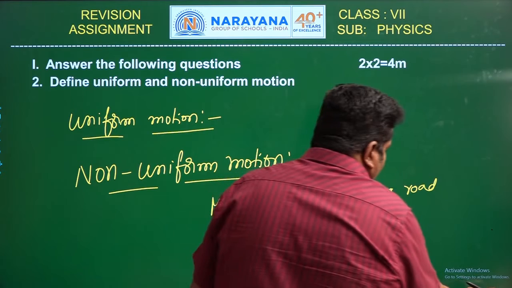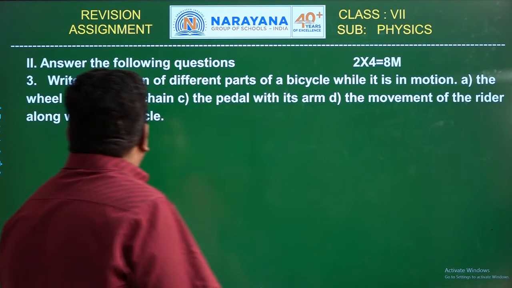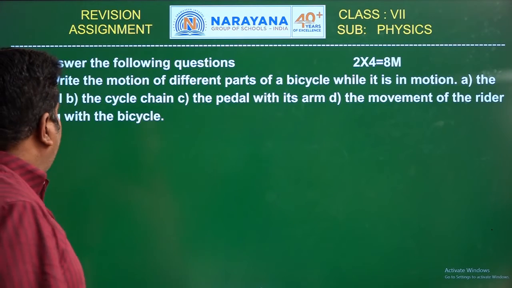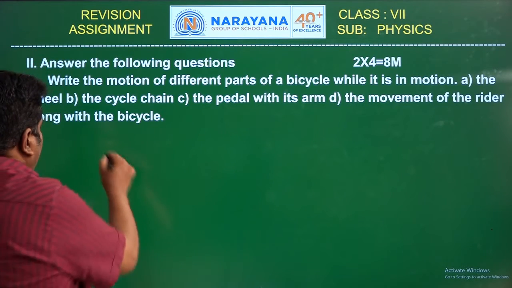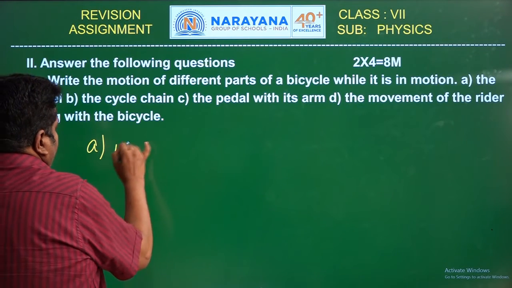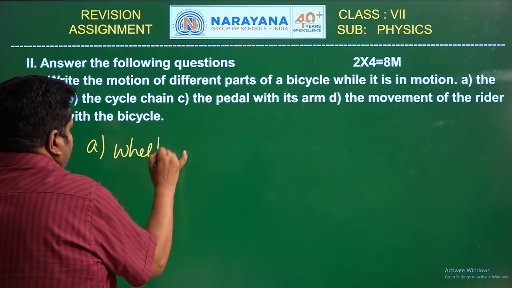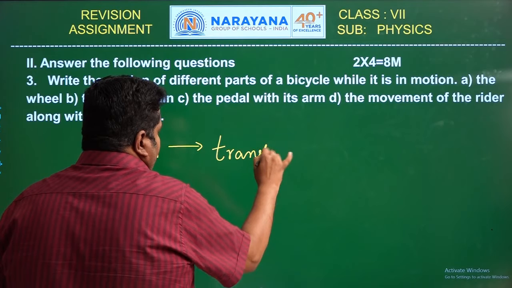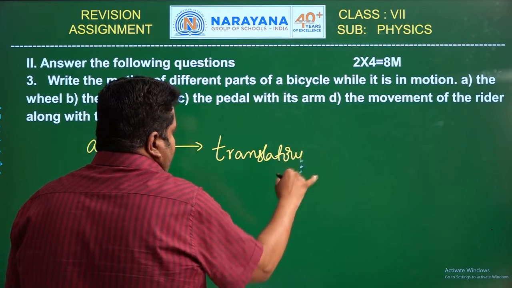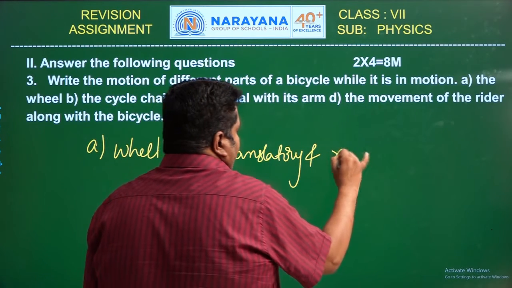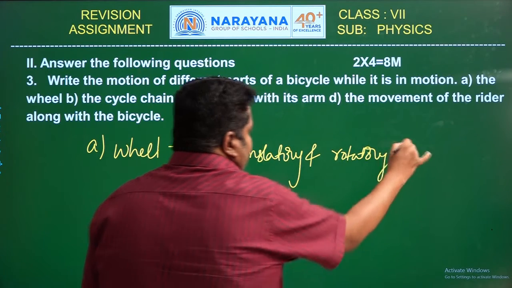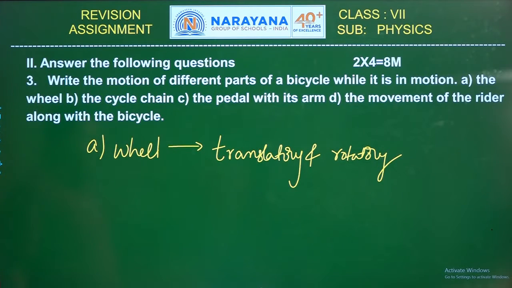Now let us see the third question, that is, write the motion of different parts of a bicycle while it is in motion. The first one is the wheel. Which type of motion does the wheel exhibit? The wheel exhibits both translatory and rotatory motion.